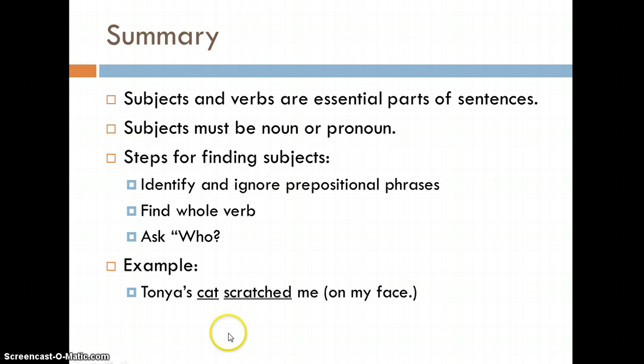So here's an example. Tanya's cat scratched me on my face. So on my face is our prepositional phrase. We can just ignore it. Our action is scratched. And then we ask, who scratched me or what scratched me? And the answer is cat. So cat is our subject of the sentence.